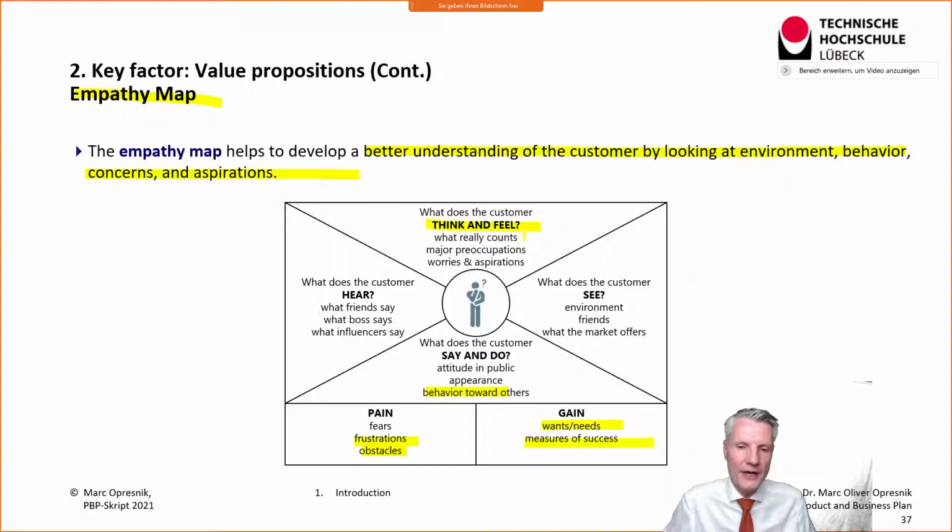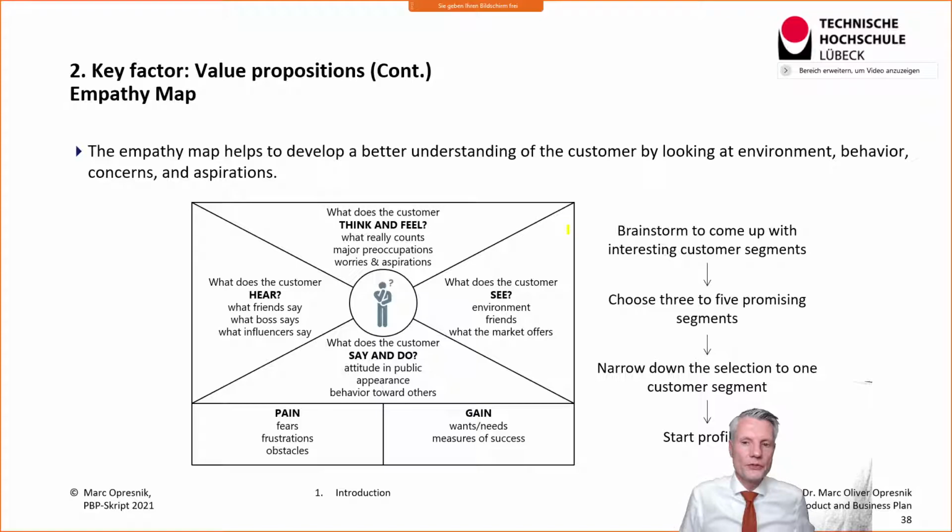So we know, for example, that when it comes to buying a family car, also the children have a great stake in the decision making which car and which brand to go for. So the empathy map helps to develop a more profound understanding of the customer segments we are trying to address by looking at the environment, behavior, concerns, and aspirations. So how can we do that? First, brainstorm to come up with some interesting customer segments. Which may be interesting customer segments?